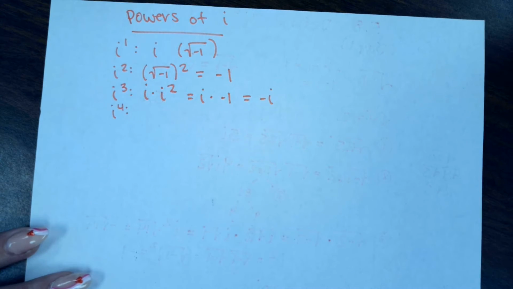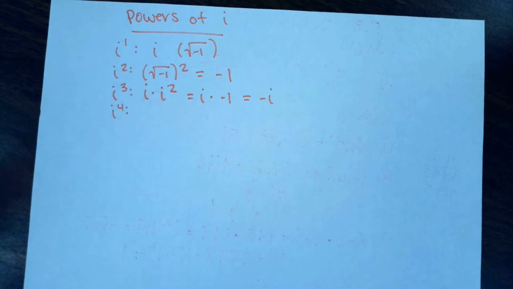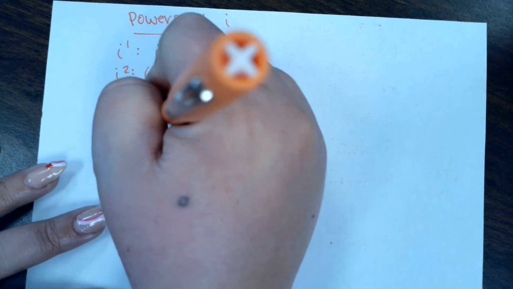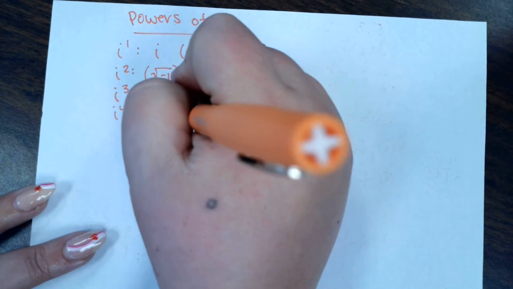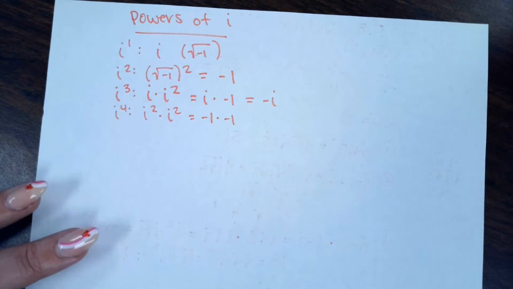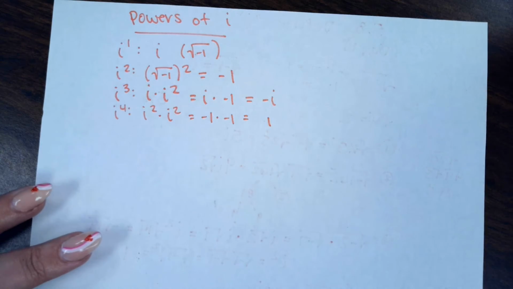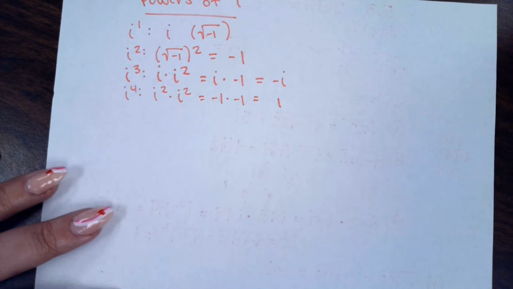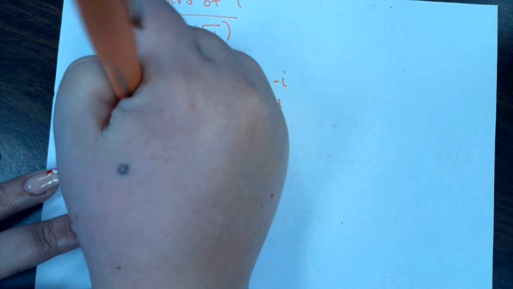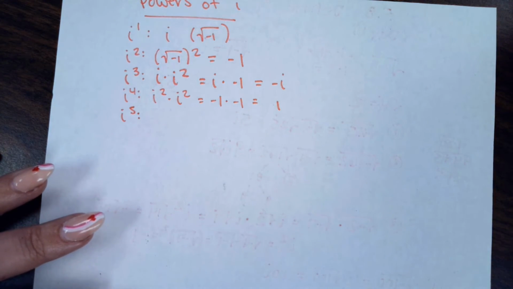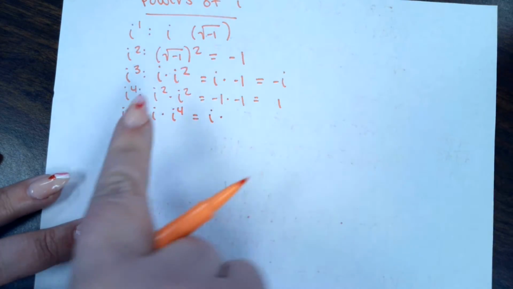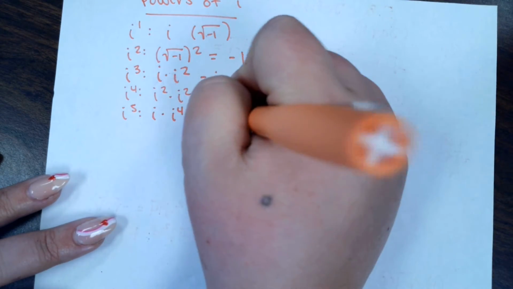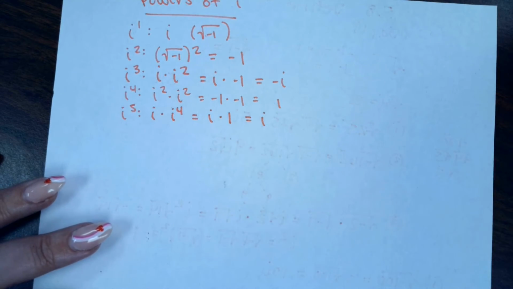What about i to the fourth? There's a few ways we can break i to the fourth down. I'm going to do i squared times i squared. We know i squared is -1, so that's -1 times -1, or +1. Let's do a few more. i to the fifth. Again, there's a few ways that we can break that up. I'm going to do i to the first times i to the fourth. That's i times 1. So we're back at i.